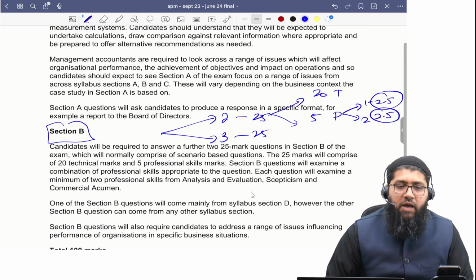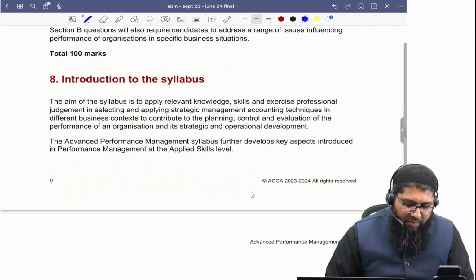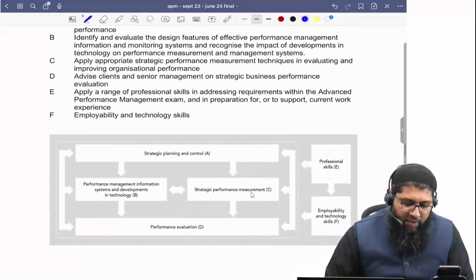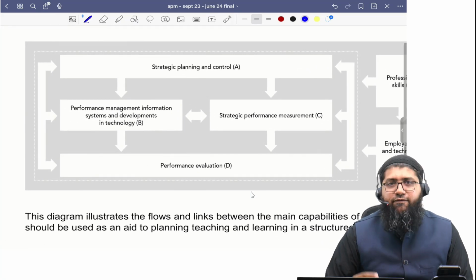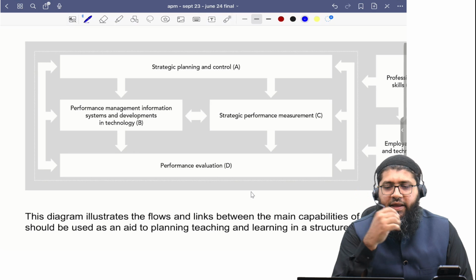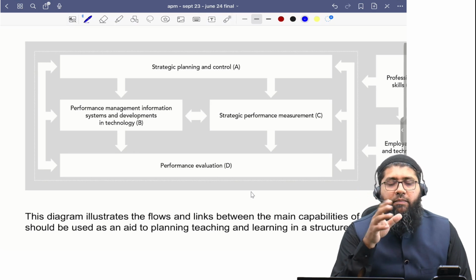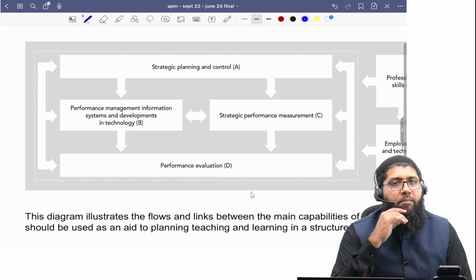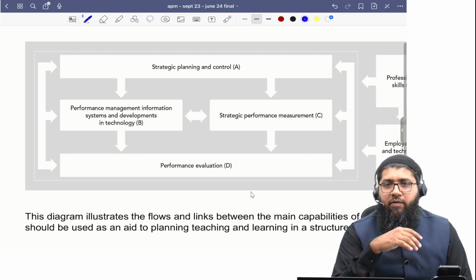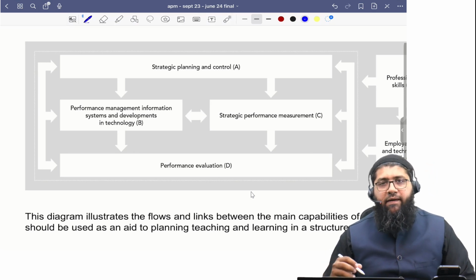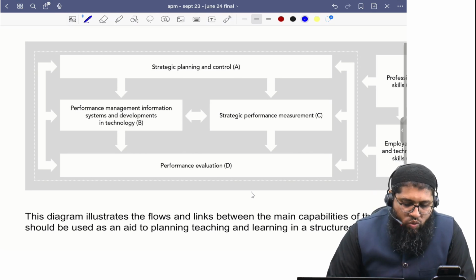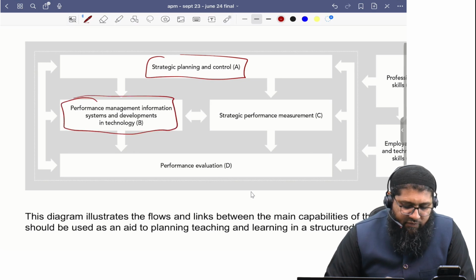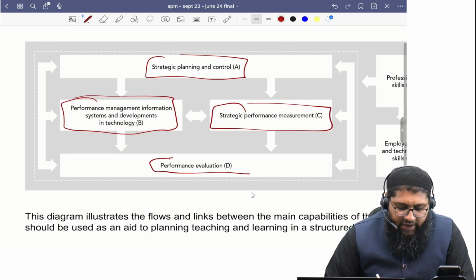Now let's move a bit forward and let's discuss the syllabus areas. What exactly are the syllabus areas? Here you could see that there are 4 syllabus areas, which are strategic planning and control, then performance management information systems and developments, then strategic performance measurement, and then performance evaluation. Now for you to be able to understand this APM, it seems to be 4 sections, but it's a very different type of syllabus. It's a very integrated type of syllabus.